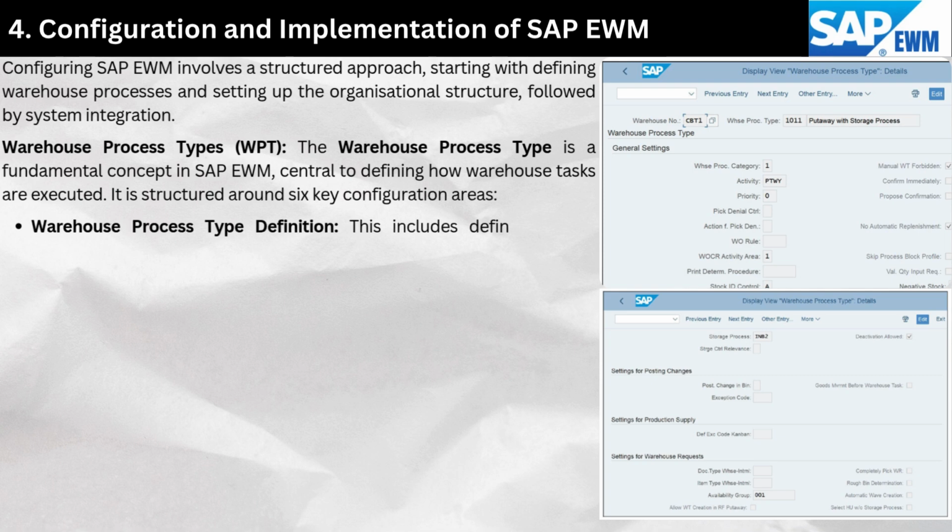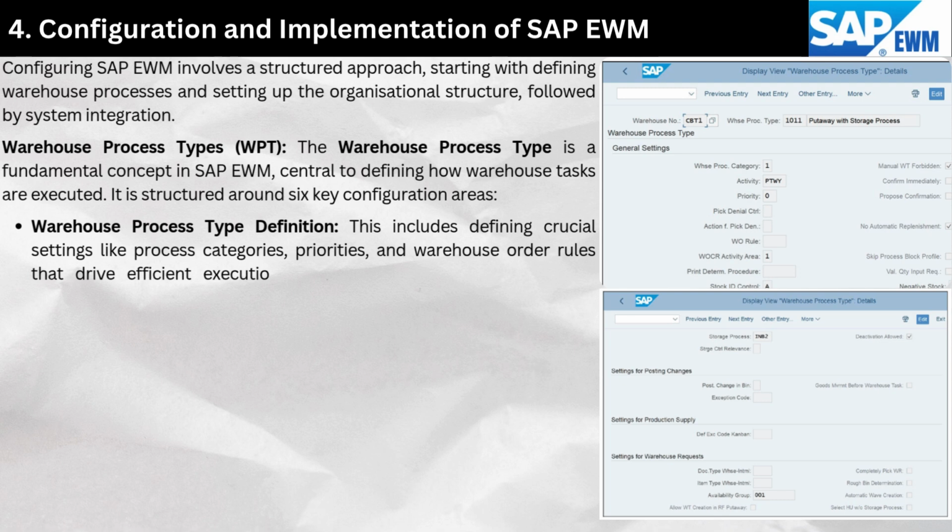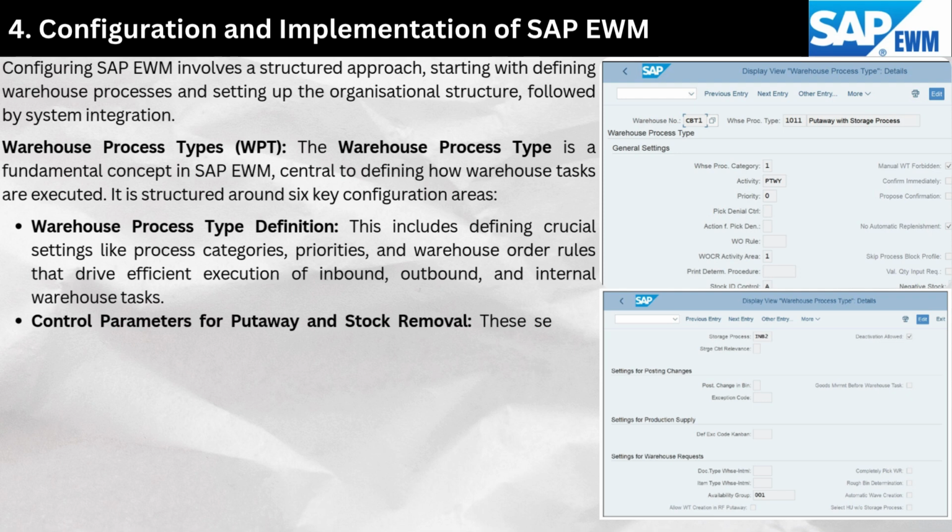Warehouse process type definition. This includes defining crucial settings like process categories, priorities, and warehouse order rules that drive efficient execution of inbound, outbound, and internal warehouse tasks. Control parameters for put-away and stock removal. These settings govern how goods are placed into or retrieved from storage bins.